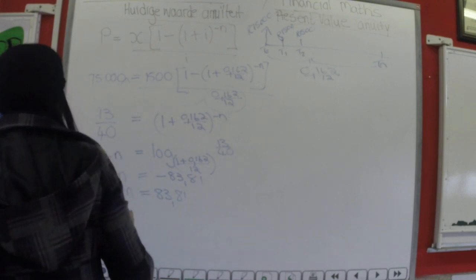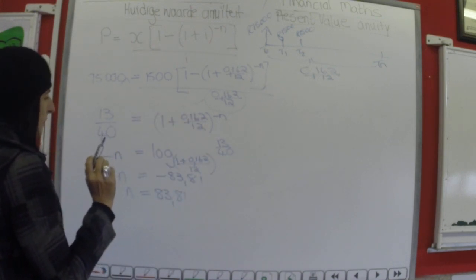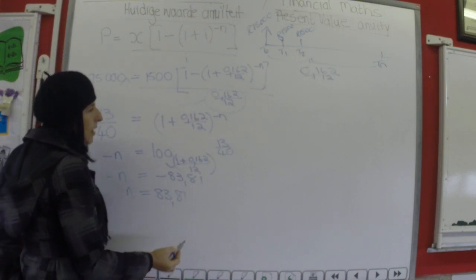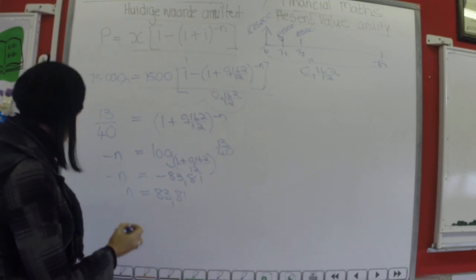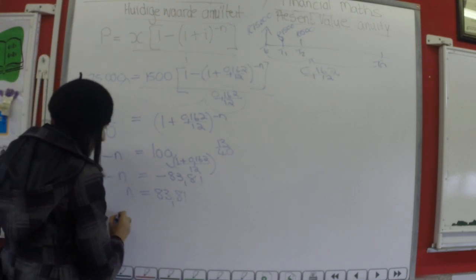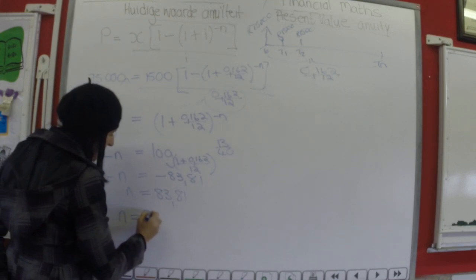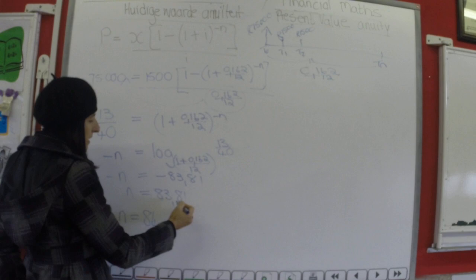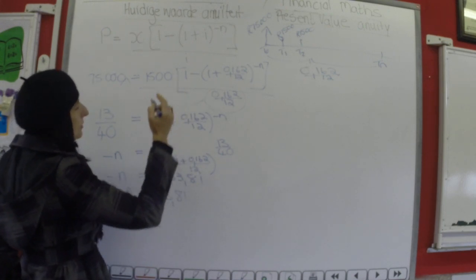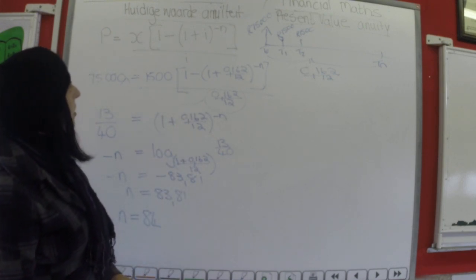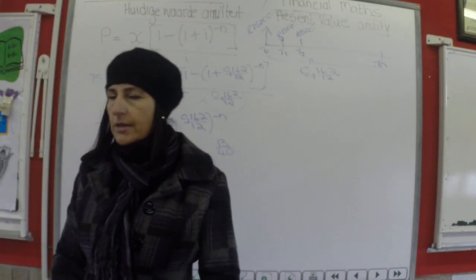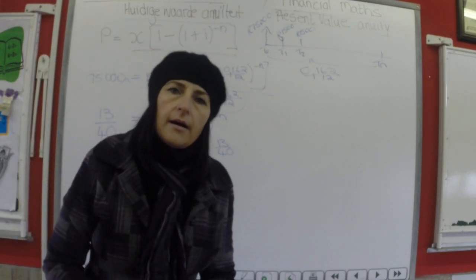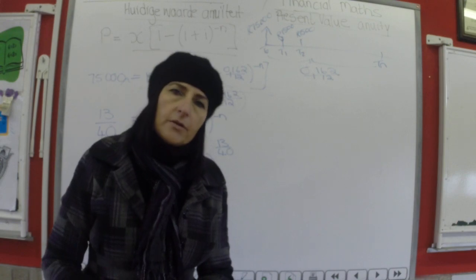83,81, en nou moet ek onthou, ek moet die lening afbetaal, so ek kan nie 83,81 paemente betaal nie, ek moet 84 paemente betaal. I must pay 1 installment, so I must round upwards, otherwise I'm not going to repay the loan of R75,000. Dis huidige Anuïteite. Sien julle later vir nog finansiële.